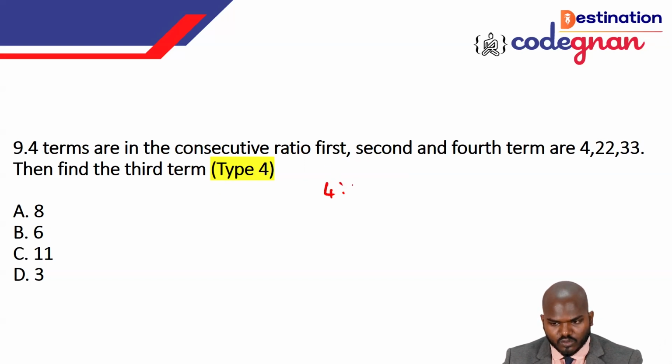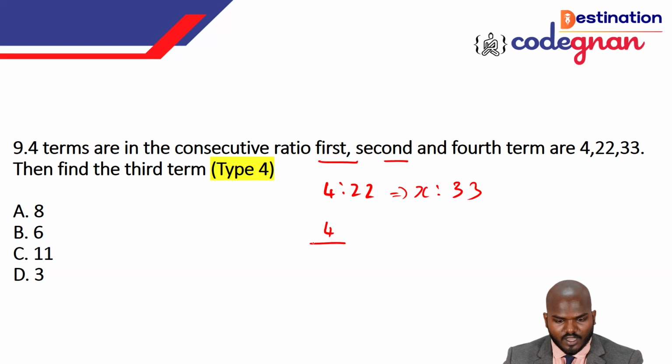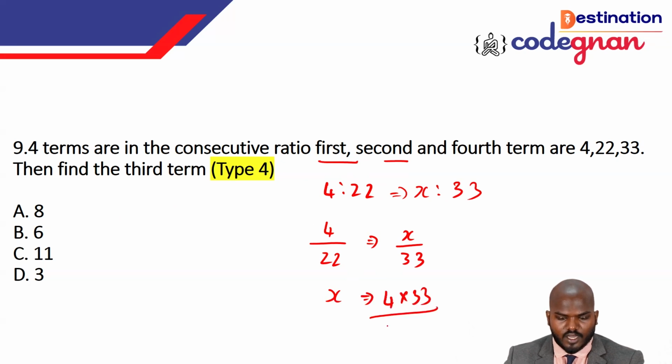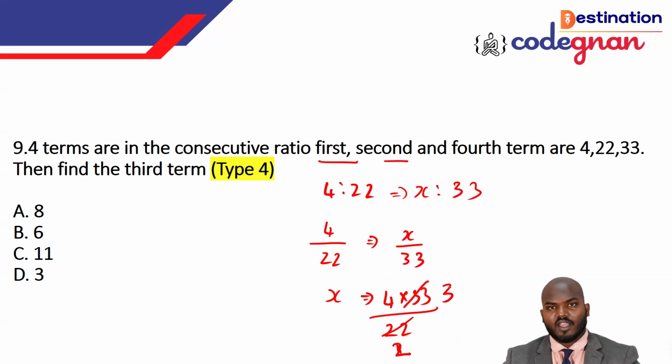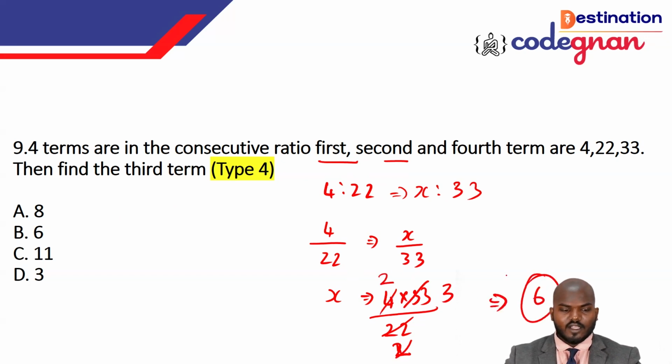That is 4 is to 22, first to second. Next, the third and fourth will come. We don't know the third, so I'm calling it x is to 33. Then you can make 4 by 22 is equal to x by 33. Now keeping x on one side, it is 4 times 33 by 22. Cancelling with the 11 table gives 3, and cancelling 2 gives 2. If you multiply this, it will give you the value 6.